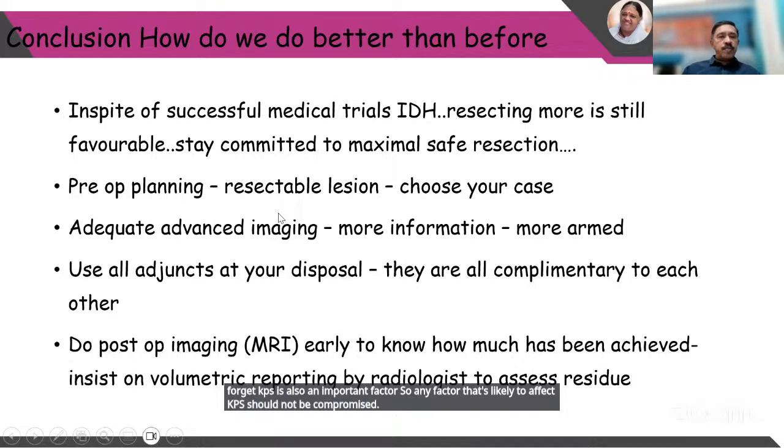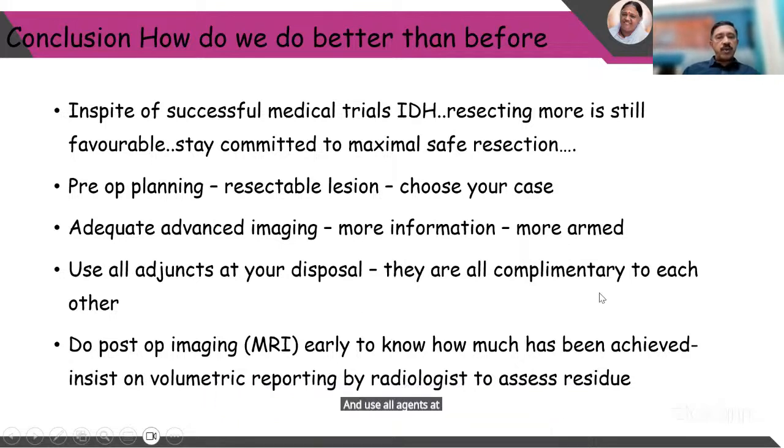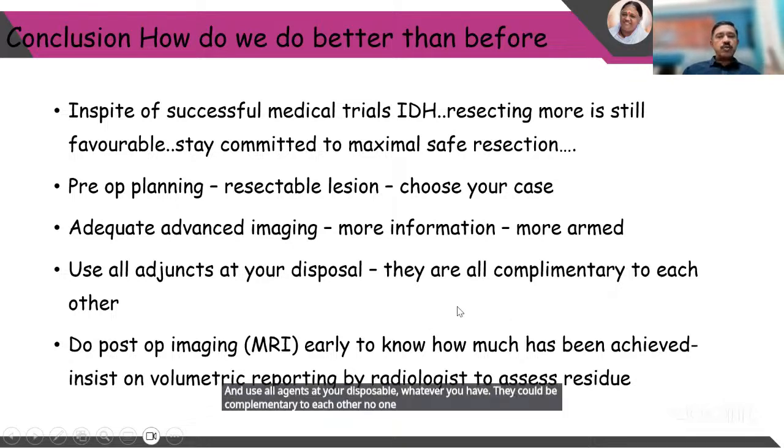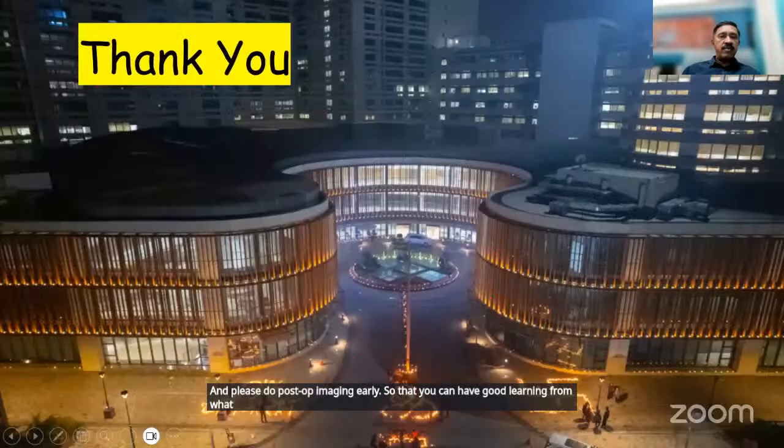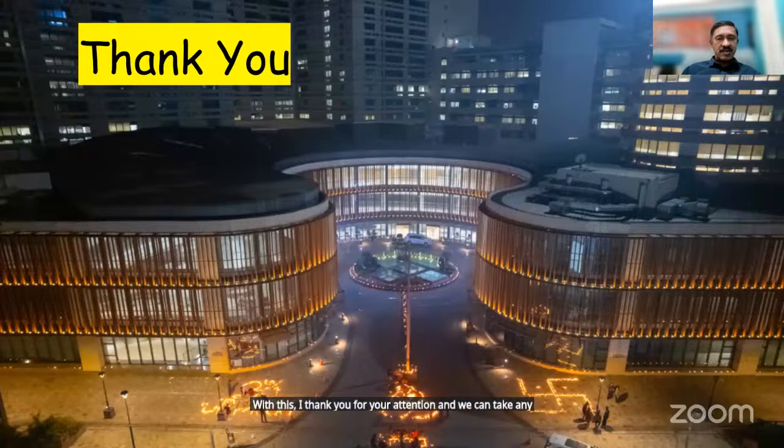For that, a good pre-op planning of a resectable lesion, please choose your case. Advanced imaging is very important so that you're armed with more information, better for the patient. And use all adjuncts at your disposal, whatever you have. They could be complementary to each other. No one is superior to the other. And please do post-op imaging early so that you can have good learning from what you do over a period of time. With this, I thank you for your attention, and we can take any questions or discussion.